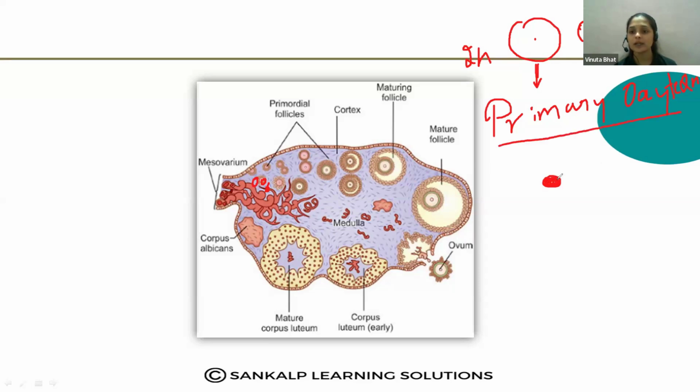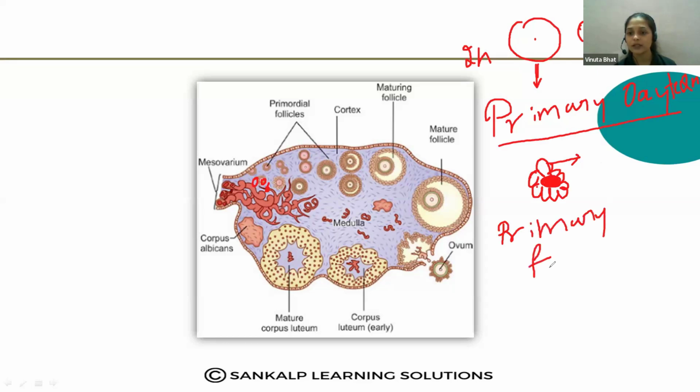Just imagine this is the primary oocyte. Around this primary oocyte, some follicle cells are present. Around the primary oocyte, follicle cells are present, so it is called a primary follicle.